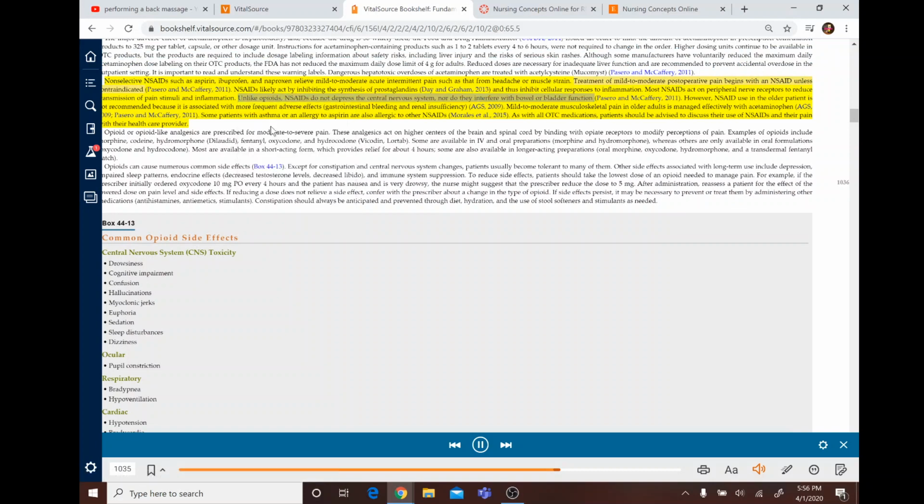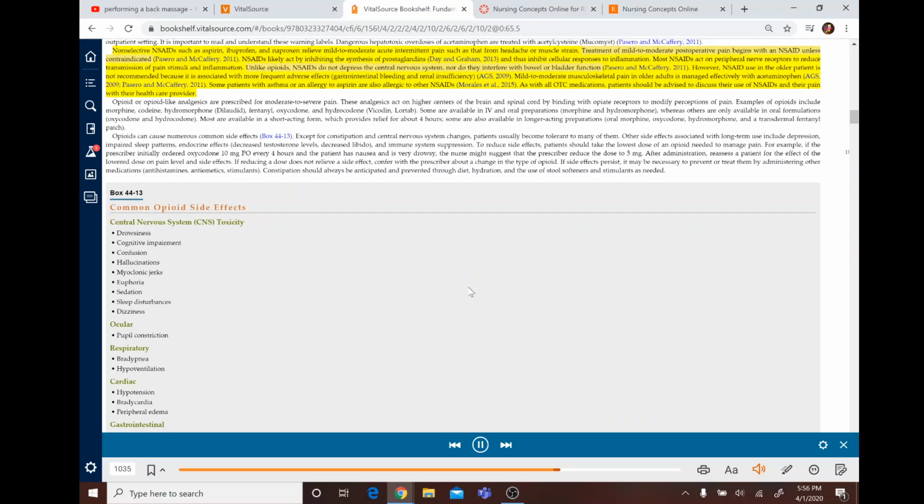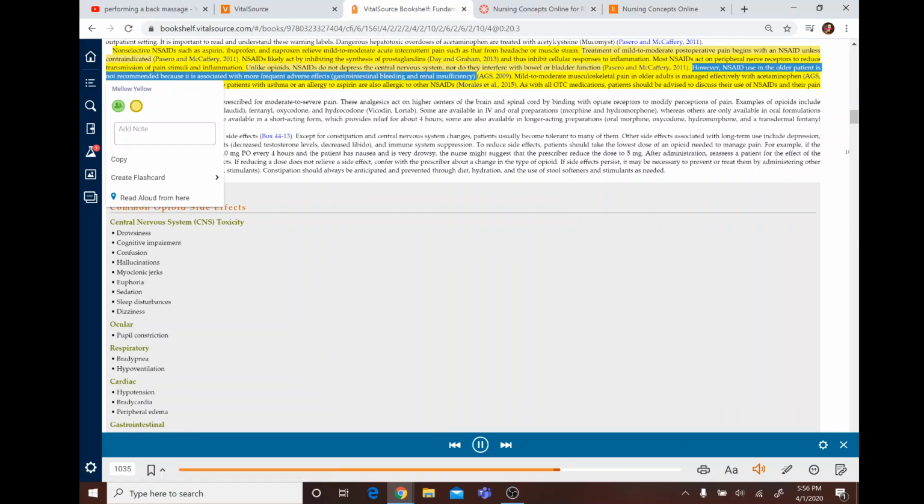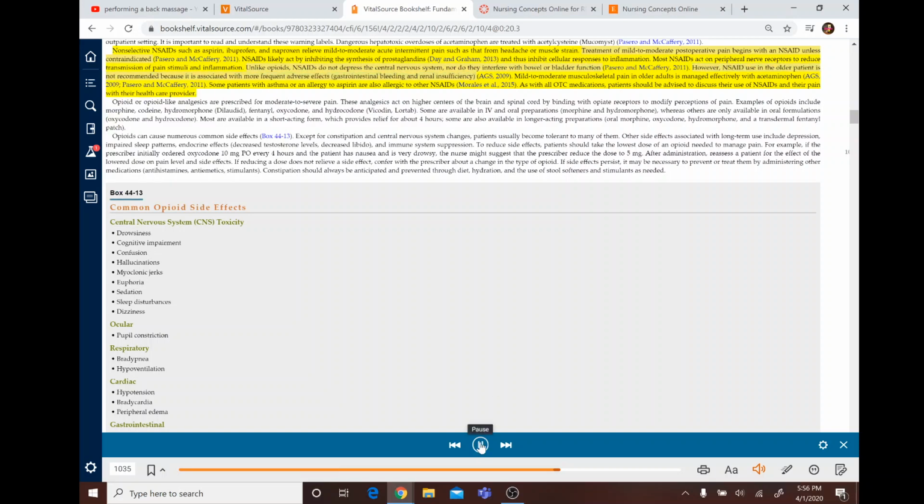Unlike opioids, NSAIDs do not depress the central nervous system, nor do they interfere with bowel or bladder function, Paciro and McCaffrey, 2011. However, NSAID use in the older patient is not recommended because it is associated with more frequent adverse effects, gastrointestinal bleeding and renal insufficiency, AGS, 2009. Mild to moderate musculoskeletal pain in older adults is managed effectively with acetaminophen, AGS, 2009, Paciro and McCaffrey, 2011. Some patients with asthma or an allergy to aspirin are also allergic to other NSAIDs, Morales et al., 2015. As with all OTC medications, patients should be advised to discuss their use of NSAIDs and their pain with their healthcare provider.